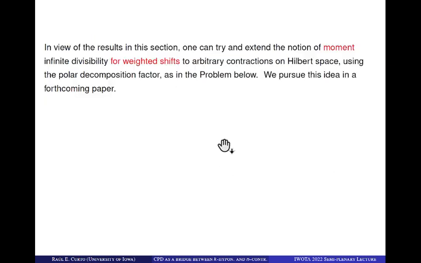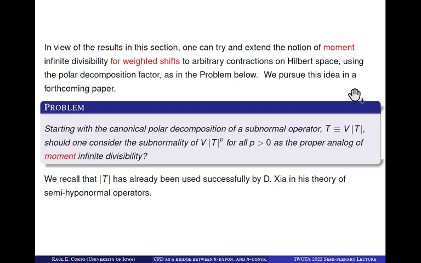In view of the result in this section, one can try and extend the notion of moment infinite divisibility for weighted shifts to arbitrary contractions using the polar decomposition. So we are going to pursue this in a forthcoming paper. But the idea is that you look at the polar decomposition and then you use the absolute value of T to insert the power p, just as what Professor Daoxin Xia did when defining semi-hyponormality for operators. Instead of taking the absolute value of T and absolute value of T star, he was taking half of that, right? We recall that the absolute value of T has already been there.